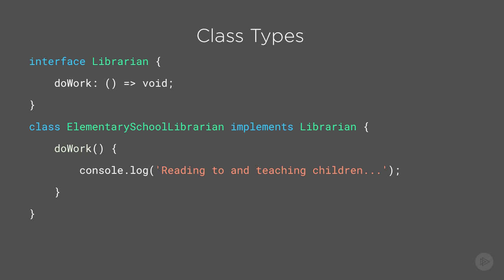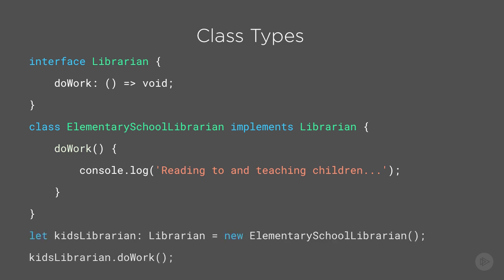Since this implementation of the interface is for an elementary school librarian, doing work means reading to and teaching children, but there could be other librarian classes that implement doWork quite differently. To create an actual elementary school librarian object I can work with, I'll declare a new variable and give it the type Librarian, which means the object I assign to it must implement the Librarian interface.